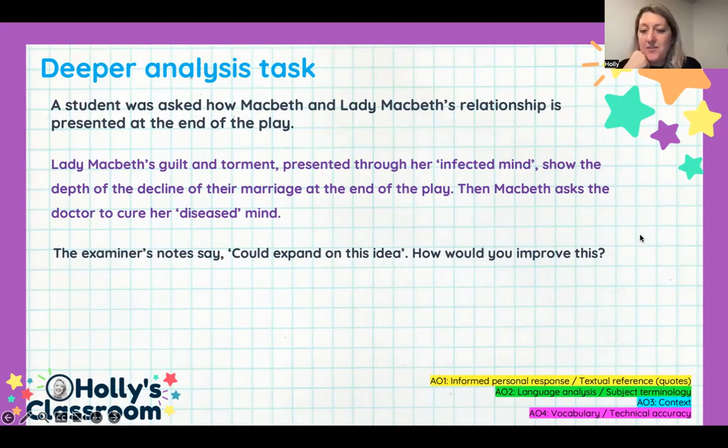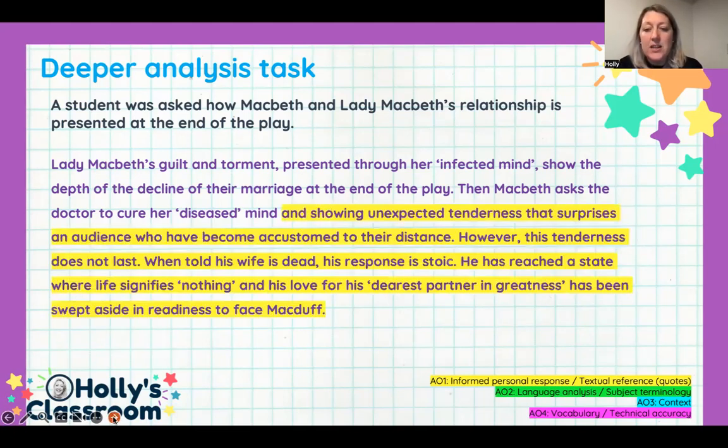So a nice idea from Henry and Janet: Macbeth is quite cold and emotionless towards Lady Macbeth at the end of the play, as when he hears about Lady Macbeth's death, he says it would have happened anyway. Actually, I think we were along the same sort of lines there. So well done, Henry and Janet. I've added to this and shown unexpected tenderness that surprises an audience who have become accustomed to their distance.